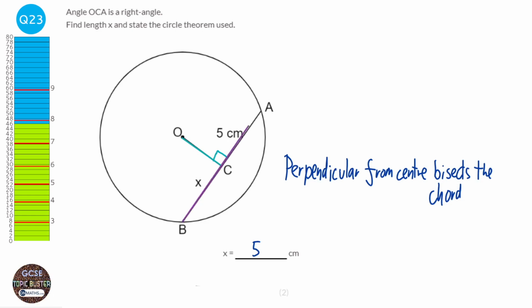and we've got it hitting a chord, and a chord's just a line across a circle. But the key word here is bisects. What bisects means is that it will hit it halfway at the midpoint. So if it's at the midpoint, that 5 centimeters will equal the x.